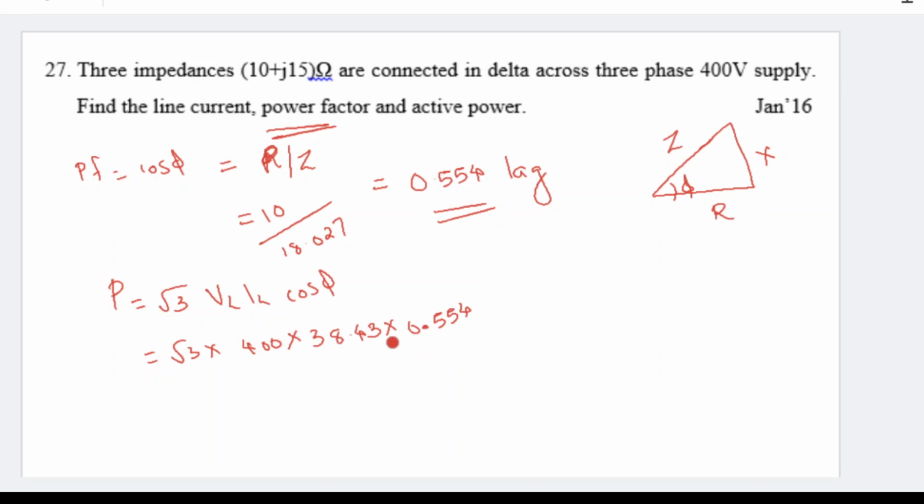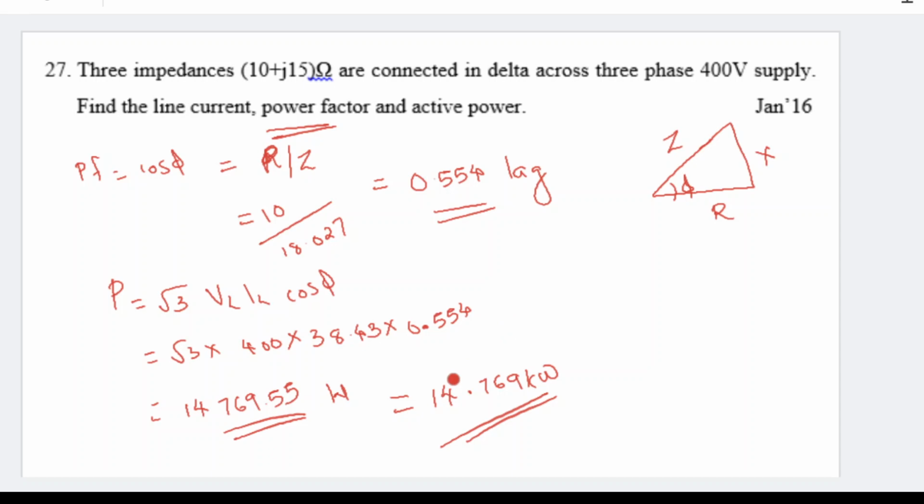Okay, so there is a decimal point here and you have to do it: 38.43 into cos phi into 400 into root 3. That value will be equal to 14,769.55, and the unit is watt. Usually we notate it in kilowatt, so we can write it as 14.769 kilowatt. Okay, so this is the answer for active power.